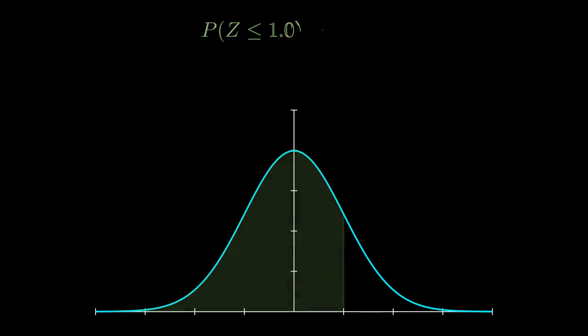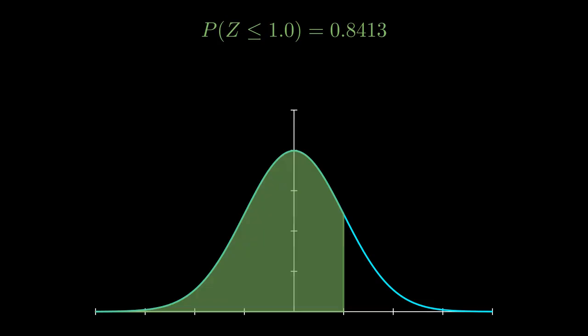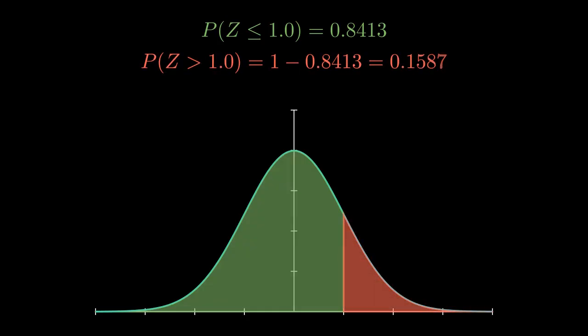Practical example 1, finding the area to the left. Imagine a standardized test where scores are normally distributed. You have a z-score of 1.0. Looking at the table, the intersection of row 1.0 and column 0.00 gives us 0.8413. This means that 84.13% of students scored lower than you.